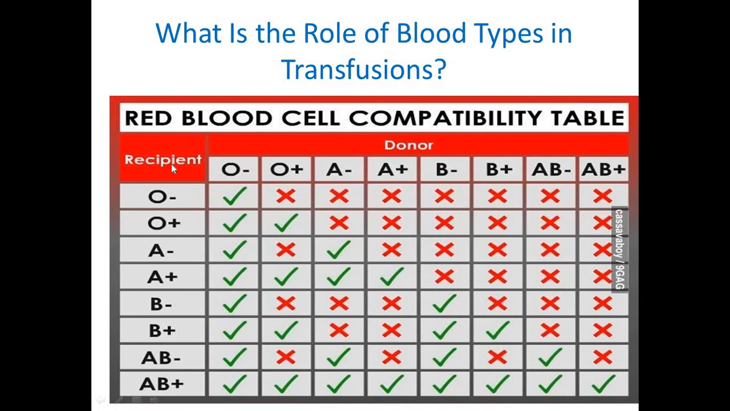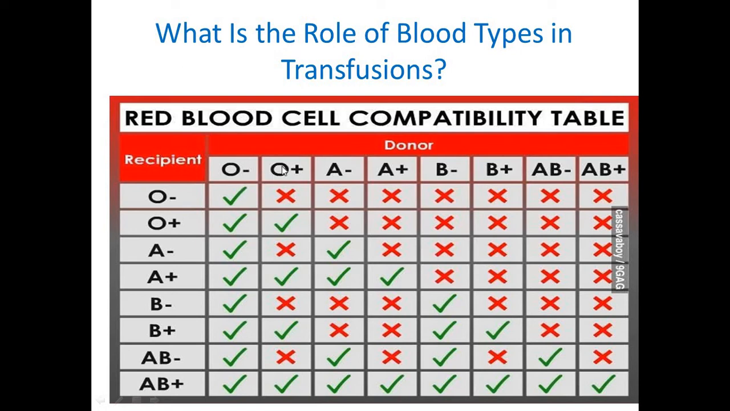Here we have a table for safe transfusion, the red blood cells compatibility table. Here we have donor and we have recipients. For example, the donor here who has type O but doesn't have Rh factor can give this one and can give all the other types.